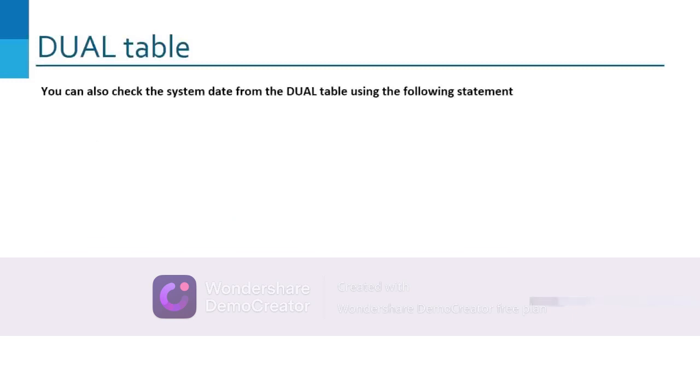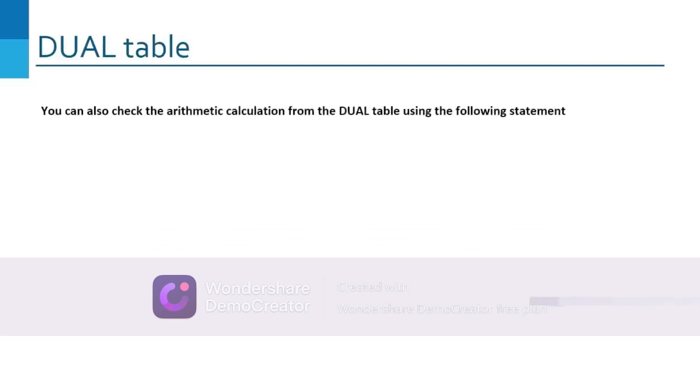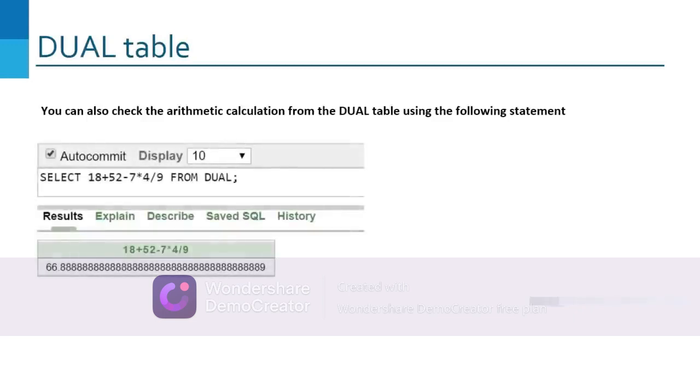You can also check the system date from the dual table using the following statement. And you can also check the arithmetic calculation from the dual table using the following statement. Let's say I have some formula, or an equation, and I want to execute that. This is what the dual table will give you. It will give you the answer, whatever answer will come. And this is my dual table. So this was all the miscellaneous topics around SQL and Oracle database.